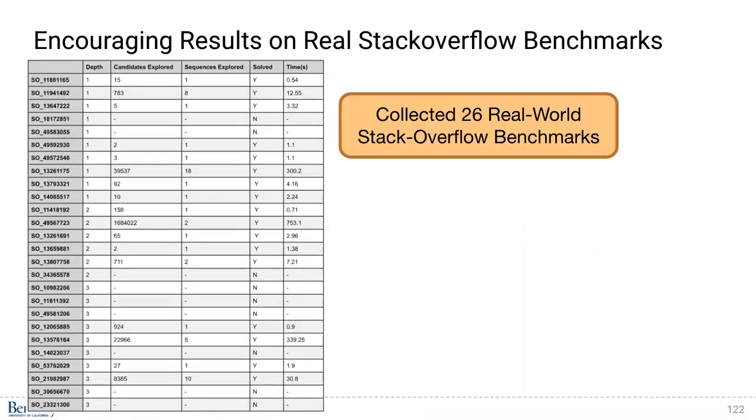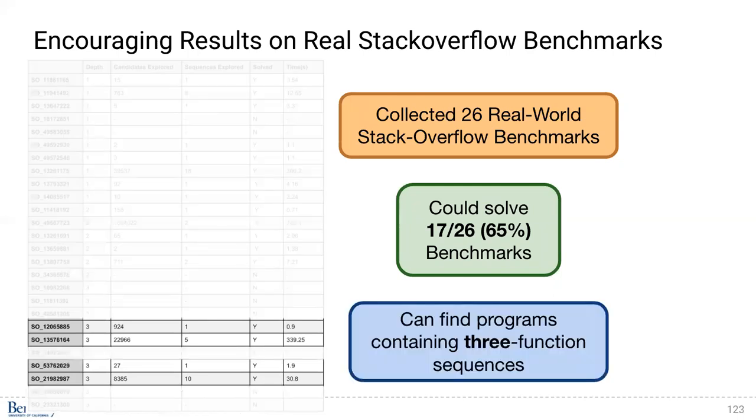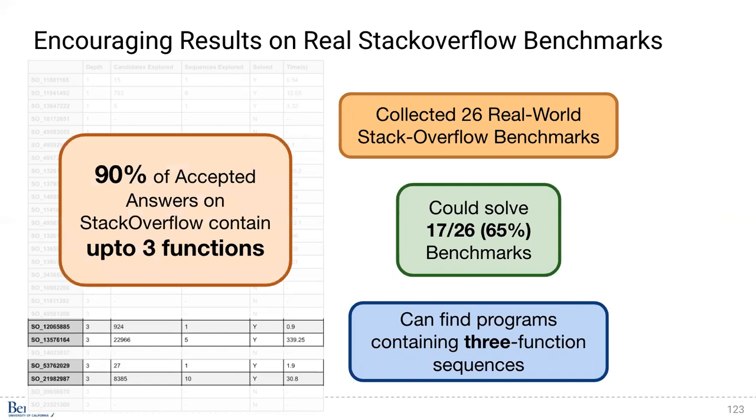I'll quickly go through the evaluation. We collected a small set of real-world Stack Overflow benchmarks, which had various depths, or numbers of functions required to solve that particular task, ranging from 1 to 3. We found that we could solve about 17 of 26, 65%. Encouraging, not the best, but still quite good. The good thing was that we could find programs that contained 3 function sequences. And 90% of accepted answers on Stack Overflow that we checked could be solved by programs containing up to 3 functions. So if you're able to solve these sorts of tasks, you're already covering a lot of functionality.